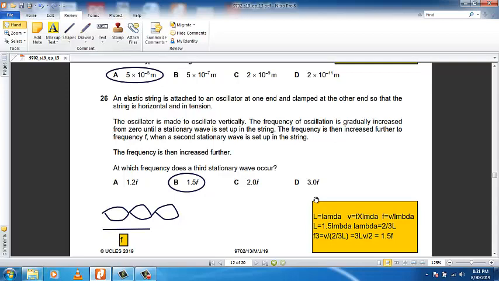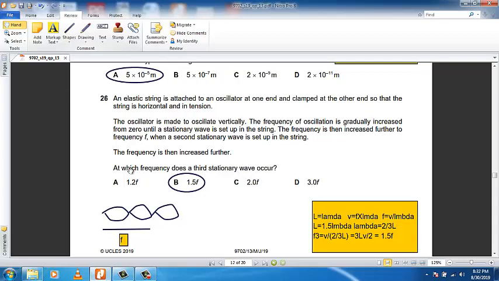So it's given over here that when the frequency is f, a second stationary wave is set up. So this is the first stationary wave, and this is the second stationary wave. At this point, he says it's f. So this length is lambda. So L equals lambda, for which the frequency is f. So v equals f lambda, so f equals v over lambda.